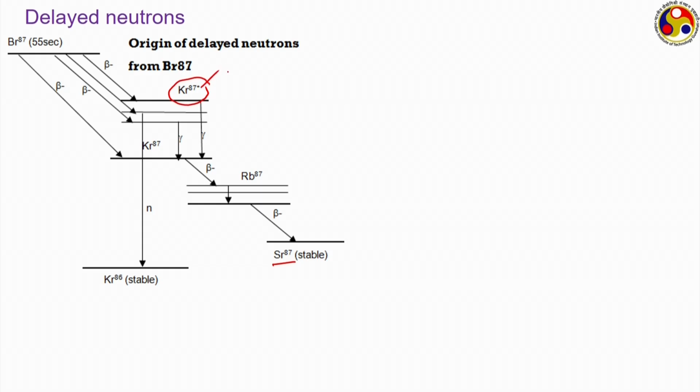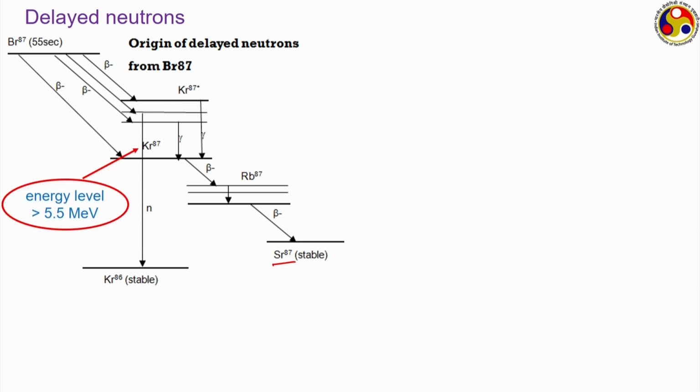Now, krypton 87 is something that is neutron rich, and therefore, it is very likely to emit a delayed neutron and become a stable krypton 86 isotope. So, while most part of this chain corresponds either to beta decay or gamma emission, only one chain originating from bromine 87 can lead to the formation of delayed neutrons and krypton 86, the stable isotope.